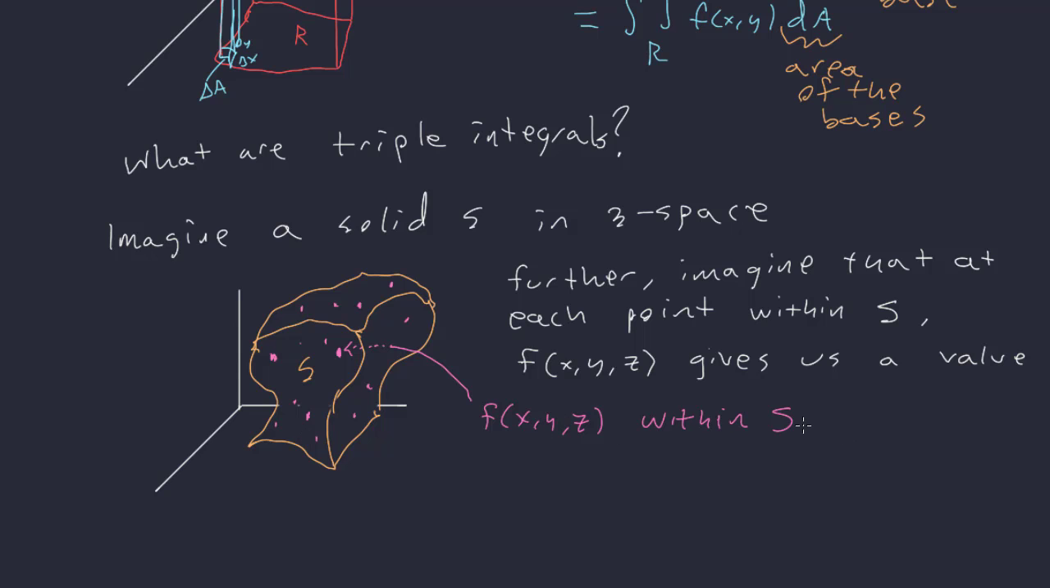You can also think about, and this is the really common one, and the one we'll be talking about the most, is density. Suppose that F gives us the density at each point within the object, and objects you can think of have different densities throughout. So you could maybe think of like a planet, right? A planet is way denser on the inside, like near the core, than it is on the outside.